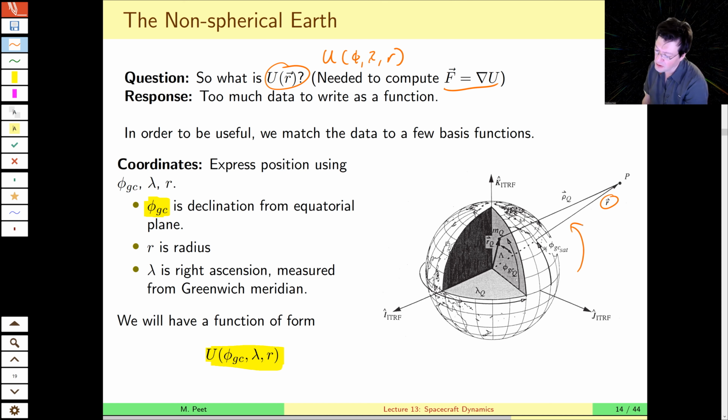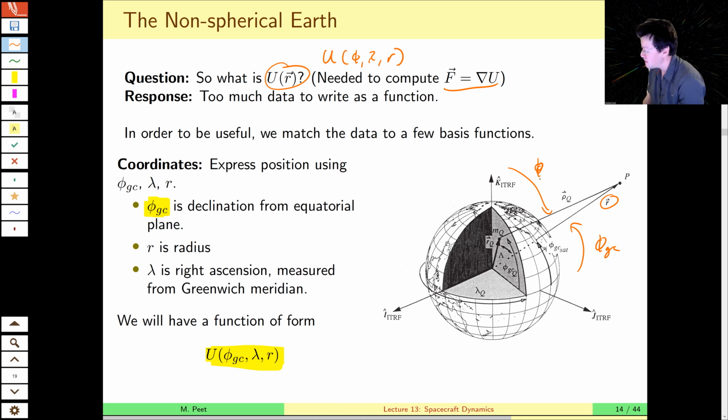I'll give a warning. Some texts, I'm thinking of Curtis, not many others, actually measure this potential field the other way, from the North Pole. I don't know why. So we'll be using declination or latitude measurements as our phi. But again, Curtis uses this angle. R, which is radius, and then of course right ascension.